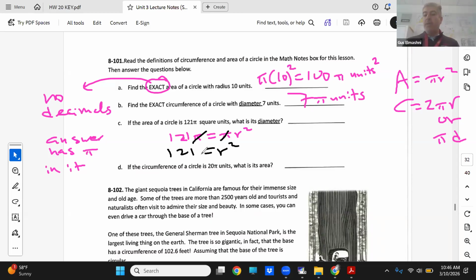Anyway, what's r going to equal? Good. And then what's the diameter going to equal? Because you've got to double it up, right? Correct. So you have 22 units.